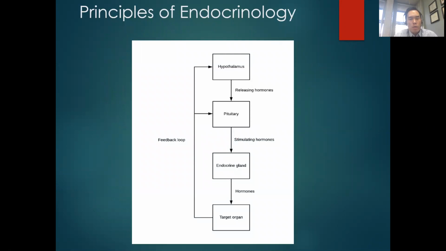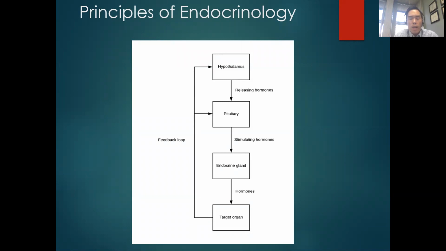So the hypothalamus secretes releasing hormones, right? You'll see at the end it has that RH, like GnRH, TRH, GHRH, which indicate the releasing hormones. It then stimulates the pituitary to secrete stimulating hormones, right? So FSH, LH, TSH, those that end with SH, which denotes stimulating hormones. And these stimulating hormones then activate the endocrine gland to secrete the hormones.